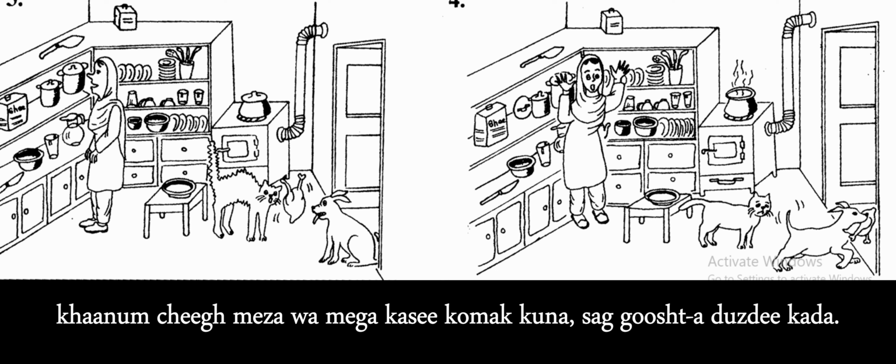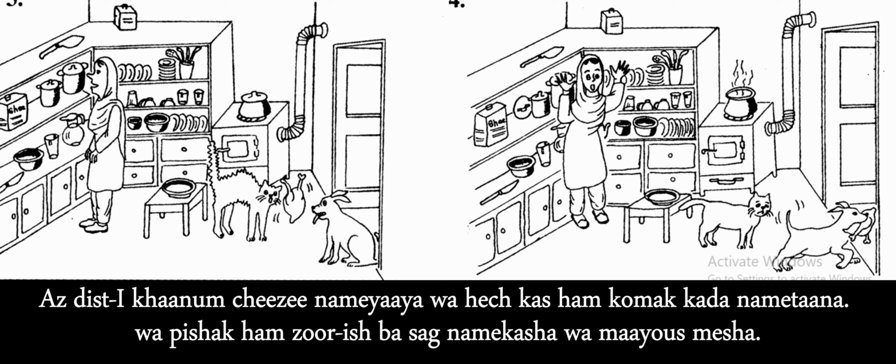So now here, let me read it one more time. So she shouts, "چیغ میزنه", she shouts, "و میگه" and says, "کسی کمک کنه", somebody help, "سگ گوشت دزدی کرده". The dog has stolen the chicken or the meat.